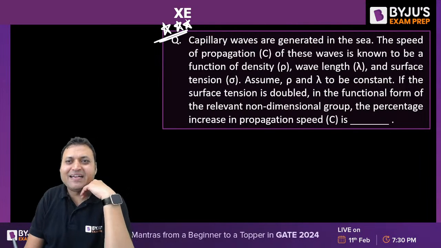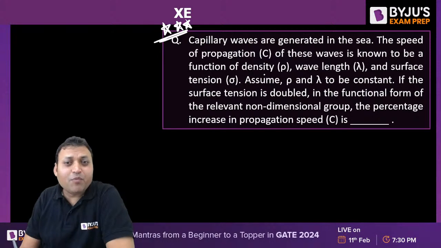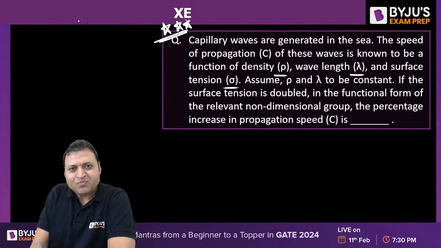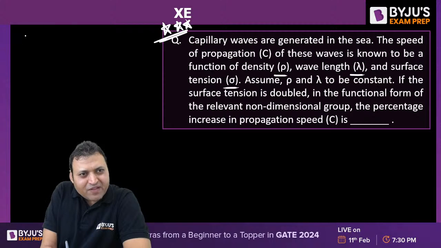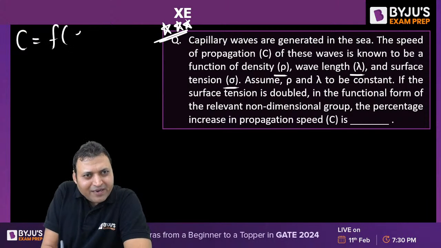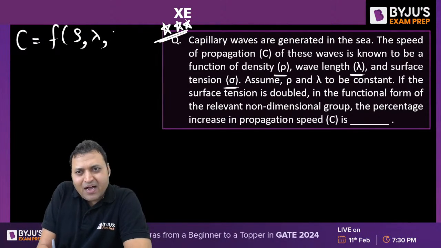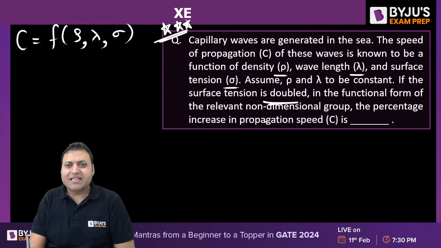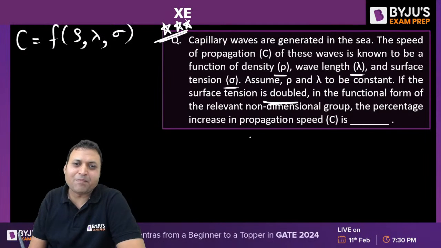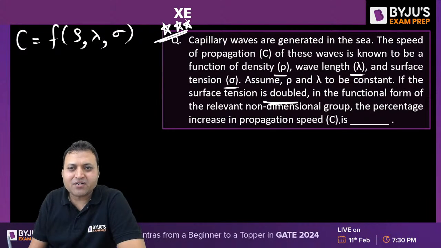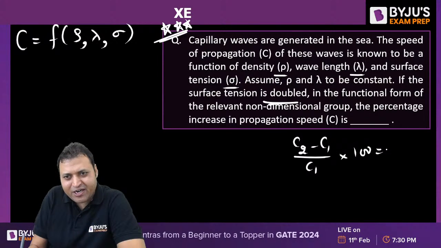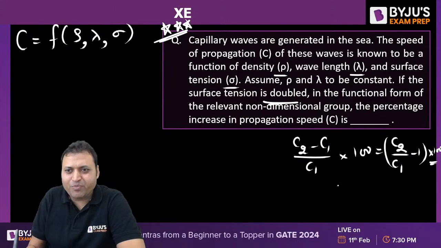Capillary waves are generated in the sea. The speed of propagation of these waves is known to be a function of density, wavelength, and surface tension. So the speed of propagation of the wave is a function of density, lambda, and sigma. If the surface tension is doubled, in the functional form of relevant non-dimensional group, the percentage increase in propagation is. So C2 minus C1 upon C1 into 100 we need to find out, or we can say C2 by C1 minus 1 into 100. That needs to be calculated.